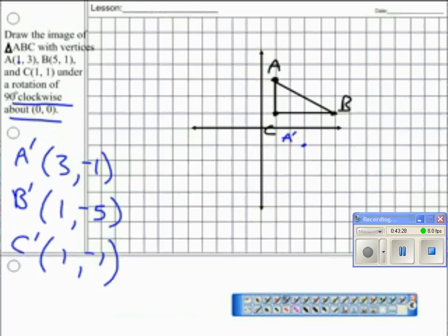B prime is at 1, negative 5. Put yours on YouTube. Some of them are from last year. I thought he was gonna put us on, especially YouTube.